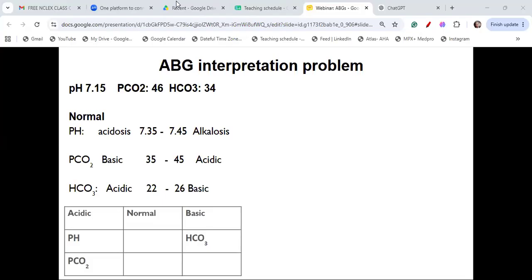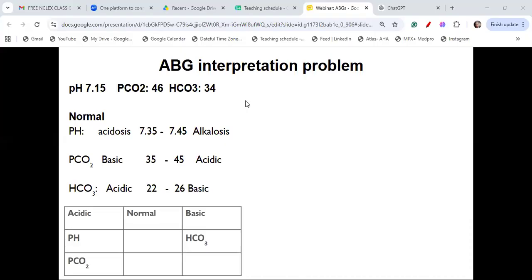Okay. Let us do this together. So you remember the rules? You say that if everything is abnormal, then that's partial. If pH is normal, that is fully. If pH is abnormal, but either CO2 or bicarbonates are abnormal, then it's uncompensated.